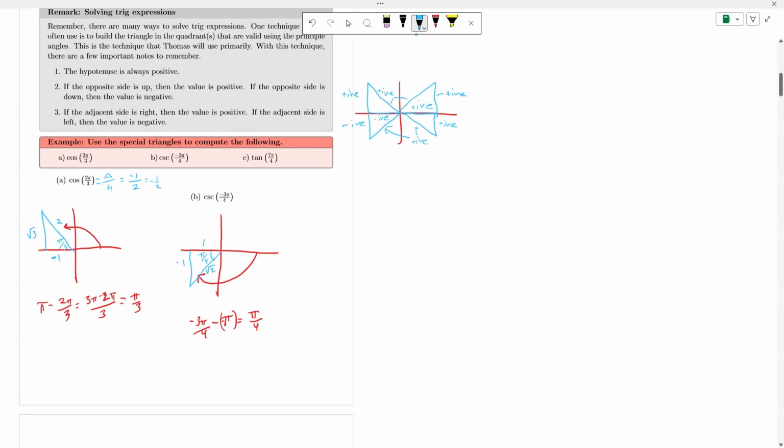This is going down, so it's negative 1. This is going to the left, so it's also negative 1. Cosecant equals hypotenuse over opposite, which equals root 2 over minus 1. So it's minus root 2.